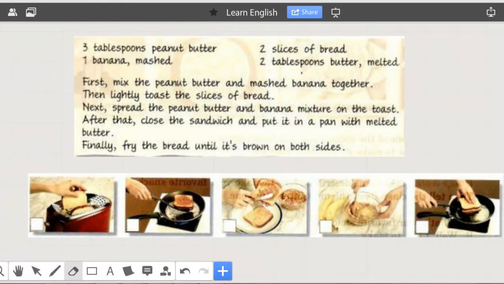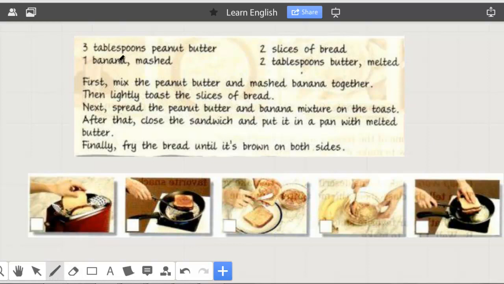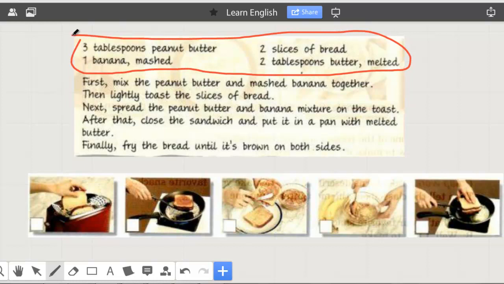Similar to the audio program, in this case we can see that there is a recipe. So on the top we see the recipe on a sheet of paper, right? We see 3 tablespoons peanut butter, 1 banana, 2 slices of bread, 2 tablespoons butter, and we want that to be melted. And what we want to do is take this recipe and use sequence adverbs to explain it, right? And so we use the first one, first, mix the peanut butter and mashed banana together.